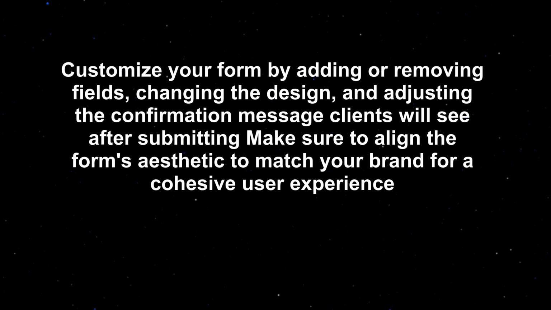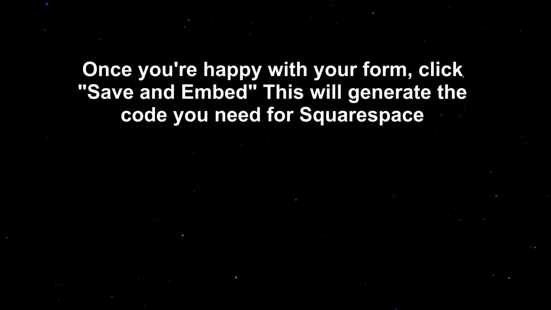Customize your form by adding or removing fields, changing the design, and adjusting the confirmation message clients will see after submitting. Make sure to align the form's aesthetic to match your brand for a cohesive user experience. Once you're happy with your form, click Save and Embed. This will generate the code you need for Squarespace.